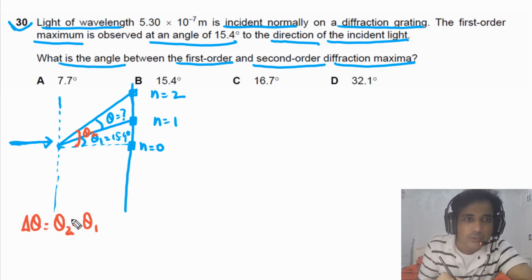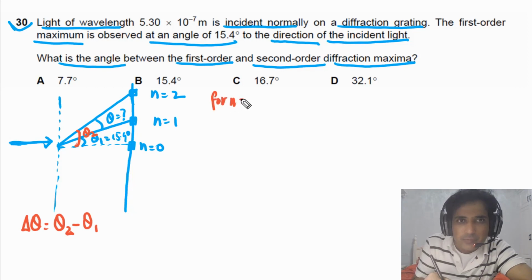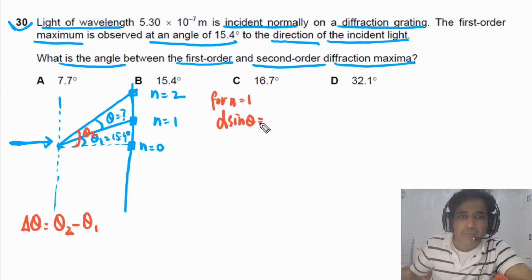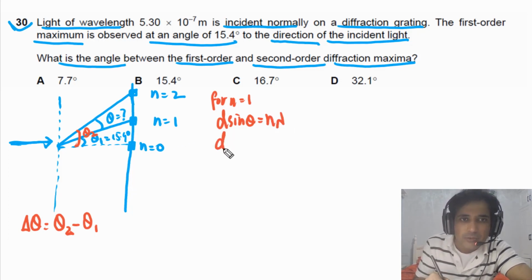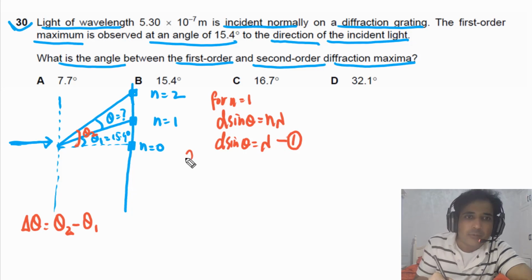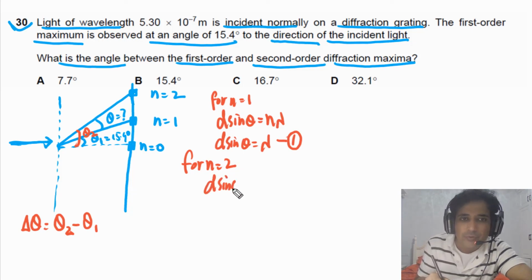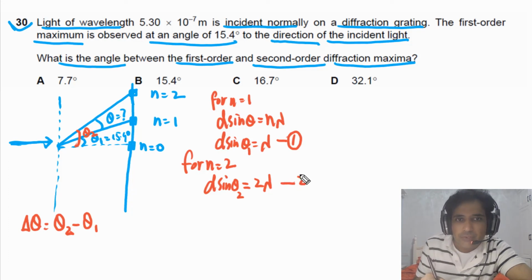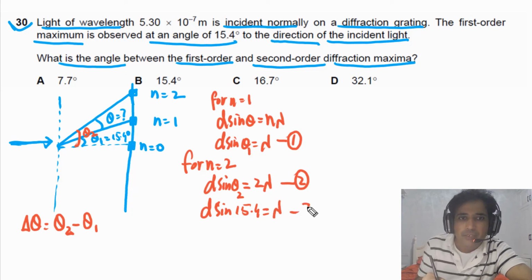Now first of all, we need to find theta 2. This is the equation for a diffraction grating: d sine theta is equal to n times lambda. For n equal to 1, we have d sine theta 1 equal to lambda. We can say this is equation 1. For the second order, when n is equal to 2, we can write d sine theta 2 is equal to 2 times lambda. This is equation 2. The value of theta 1 is given, so we can rewrite d sine of 15.4 degrees equal to lambda. This is equation 3.